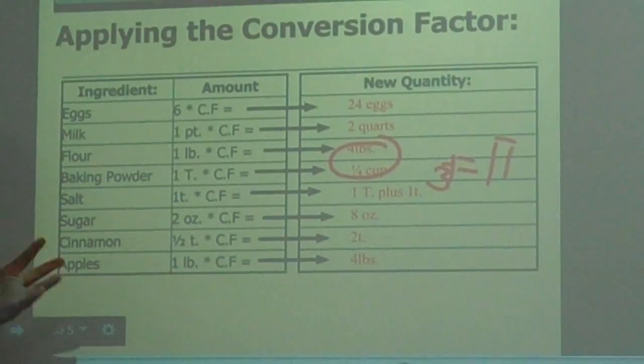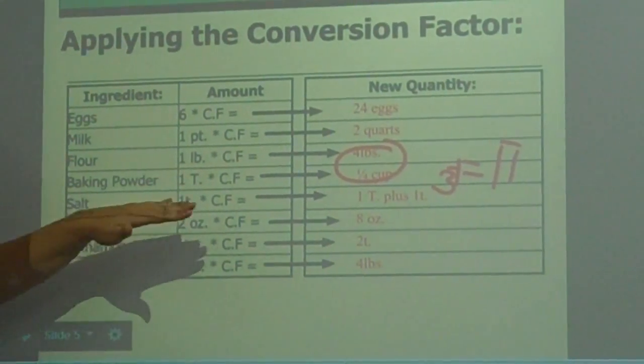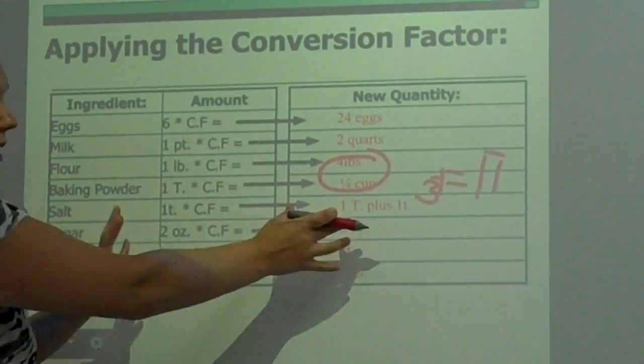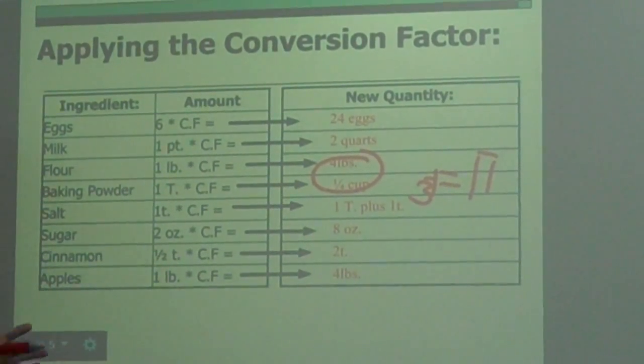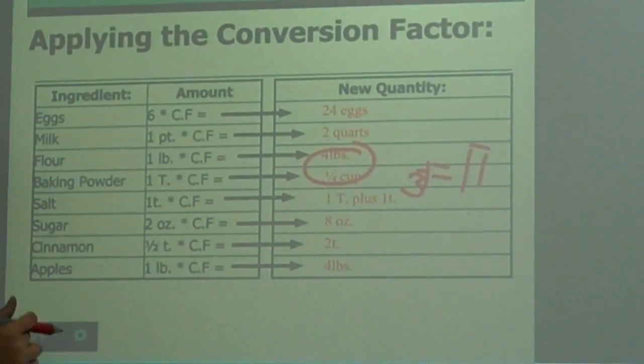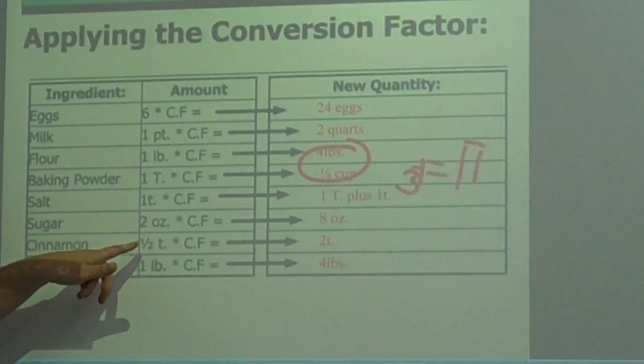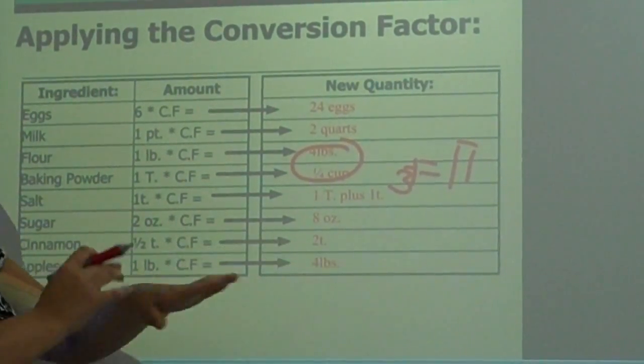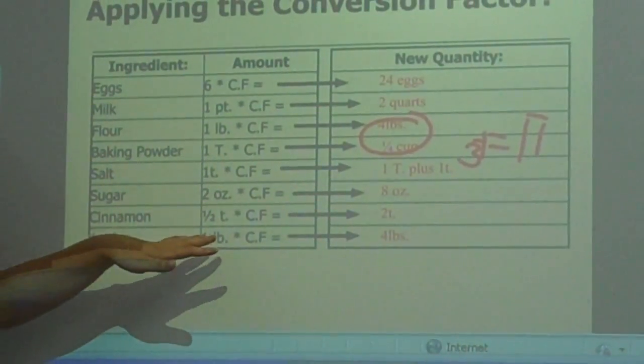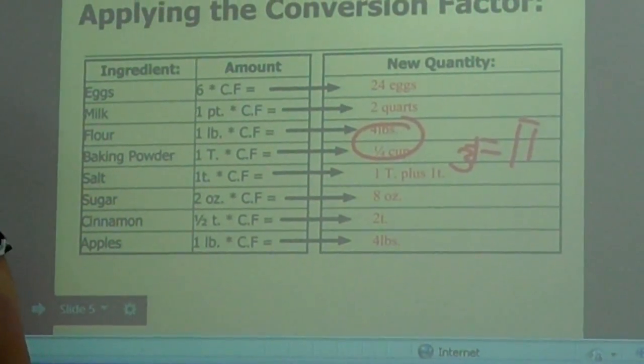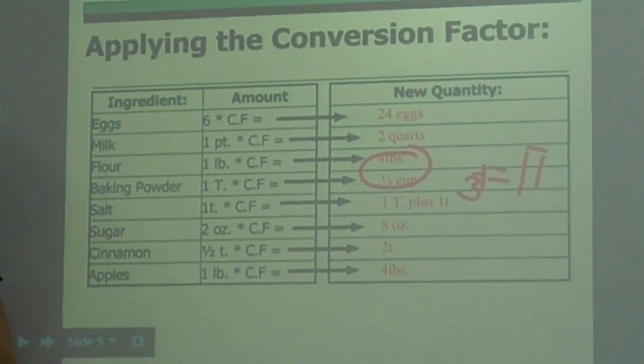Sometimes students will be like, oh, 8 ounces is a cup. No, unless you want to make sure you're keeping it in its units, like in regards to ounces. Then you have your cinnamon, a half teaspoon times 4. You're going to get 2 teaspoons. You can leave that as is. And then your apples, just basic 4 pounds. Okay? If you have questions at this point, make sure that you consult with your teacher.